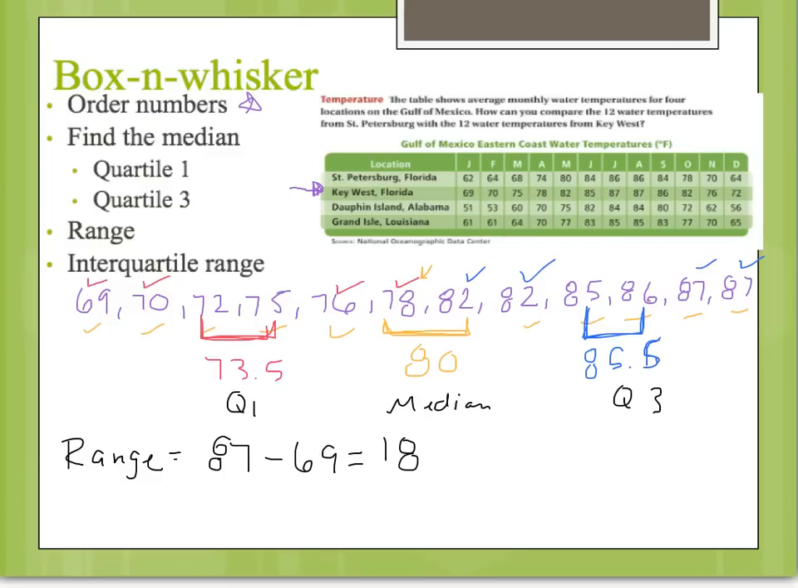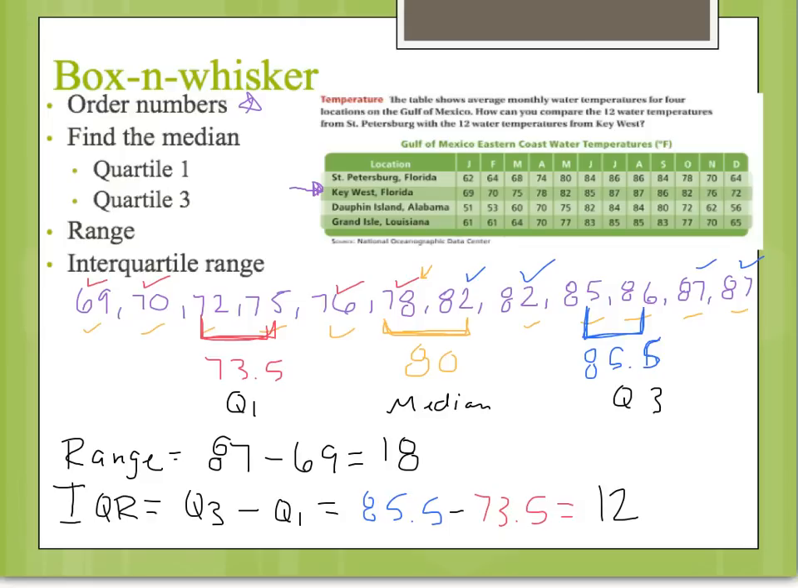Now the other range that we have is going to be our interquartile range, or you might see it as IQR. That's going to be your Q3 minus your Q1. So in this case, it would be 85.5 minus your 73.5, which would be equal to 12.